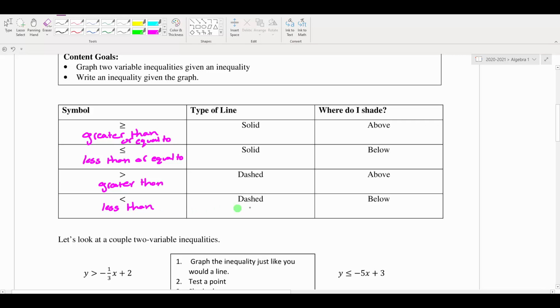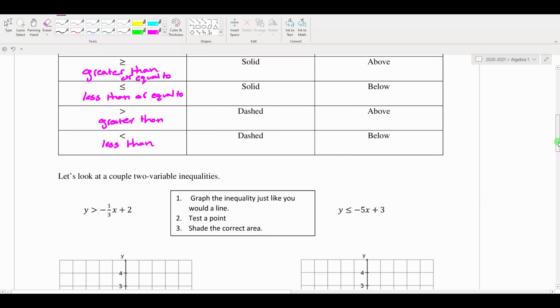All right, and then our last symbol down here is less than. This means less than, and again, we're not allowed to be equal to, so we're going to have a dashed line, and since we are less than, we want to shade below the line when we see that symbol. All right, so you might refer to this table a couple of times as we go through these problems, and that's okay.